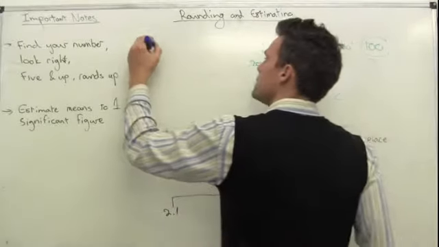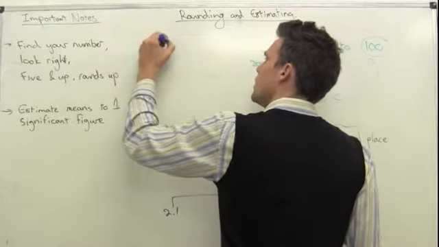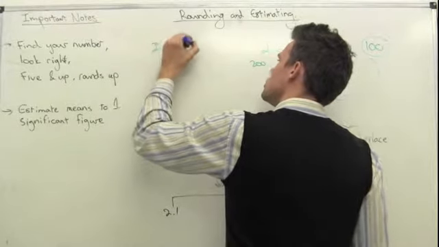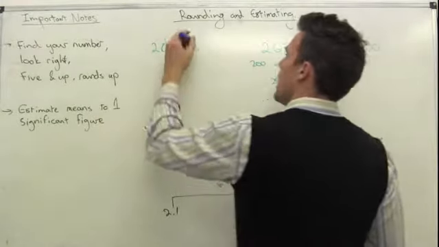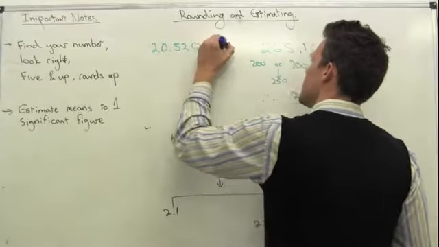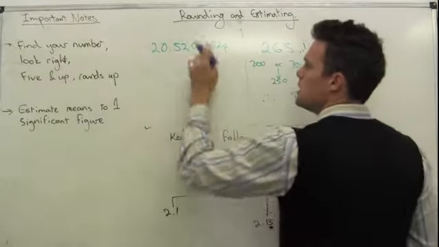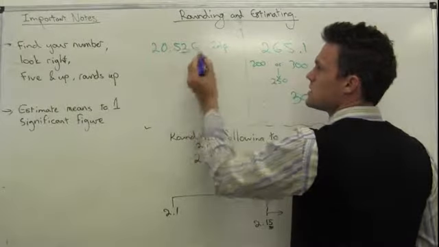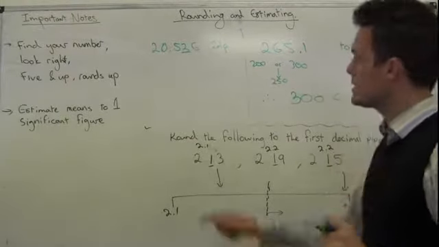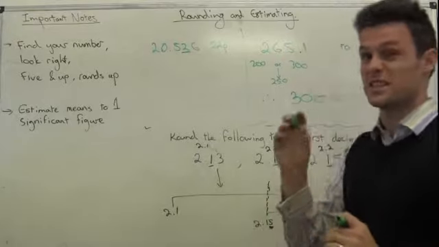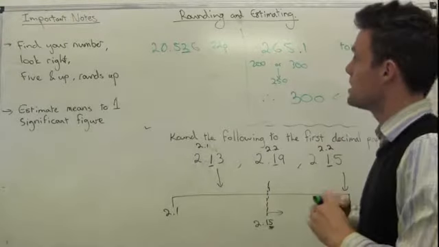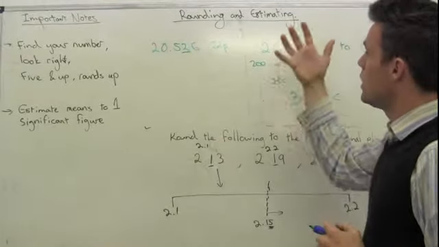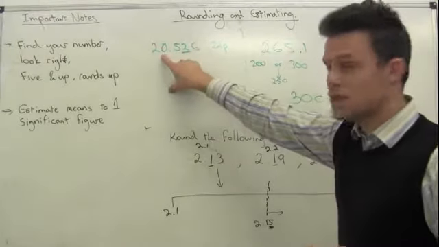So if we do the experiment, let's make it 20.526, and I want to round this to the second decimal place. So first thing I've got to do is I've got to find my number. I'm looking for the second decimal place. There's my number. That's the digit I'm looking for. That's the digit in the second decimal place. If I was looking for the third decimal place, it would be the 6. If I was looking for the nearest unit, it would be the 0.